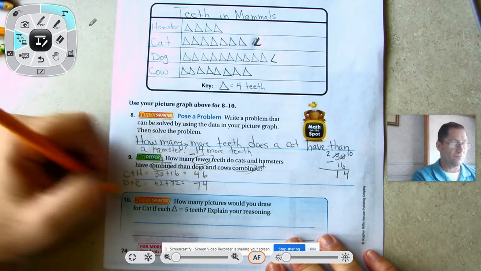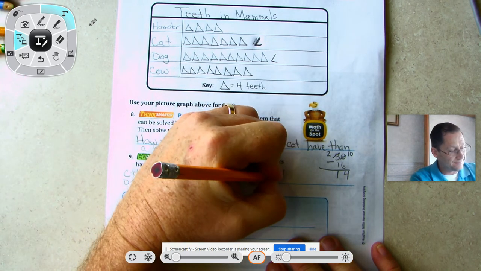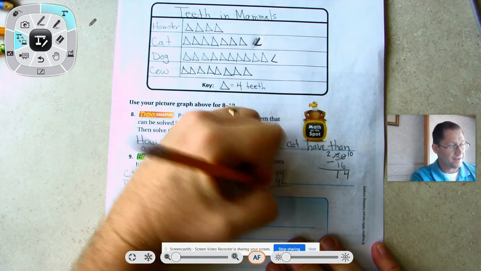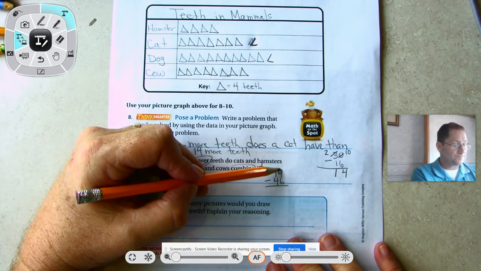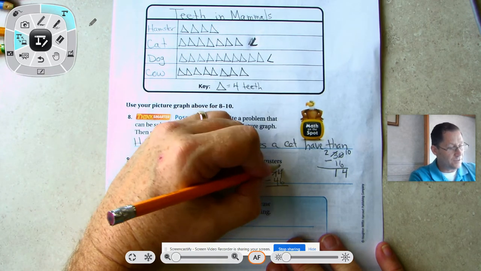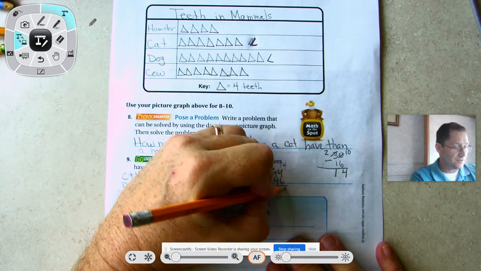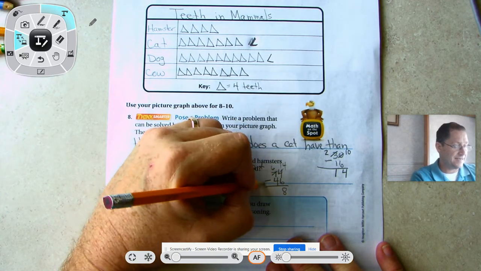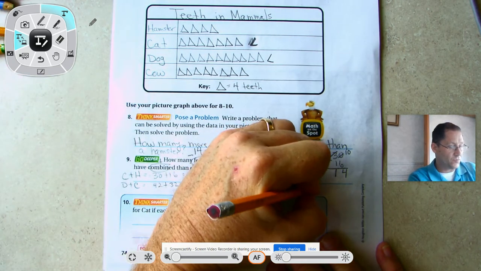So this is a 2-step problem. We added up the animals' teeth, and now we're going to subtract. Okay, we can't take 6 from 4. So we're going to regroup the 7 tens as 6 tens and 10 ones, which gives me 14 ones. 14 take away 6 ones is 8, and 6 tens take away 4 tens is 2. So 28 fewer teeth.